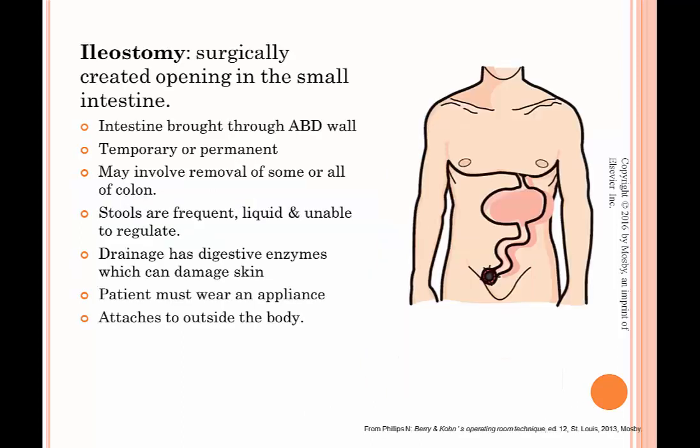An ileostomy is the intestine that is brought through the abdominal wall from the stoma. Ileostomies can also be temporary or permanent and may involve removal of all or part of the colon. Stools from the ileostomy generally are frequent. They're liquid, and drainage is often hard to regulate. Remember that the drainage contains the digestive enzymes which can damage the skin if there's leaking around the stoma. And so the patient wears their device continually, and we show them special procedures that are taken to prevent skin breakdown.